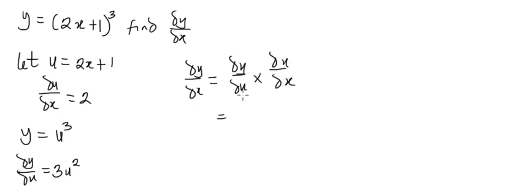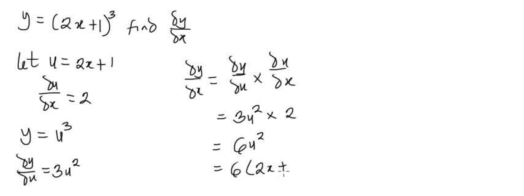So let's solve. What is dy/du? The dy/du we got to be 3u squared, fine, multiplied by du/dx. Du/dx, we got that to be 2. So 2 times 3u squared gives me 6u squared. But the question is, there was no u in our question, so we need to return it back. Do not forget we said u should be 2x plus 1. So this means my answer is 6 bracket, u now is 2x plus 1, then all raised to the power of 2.